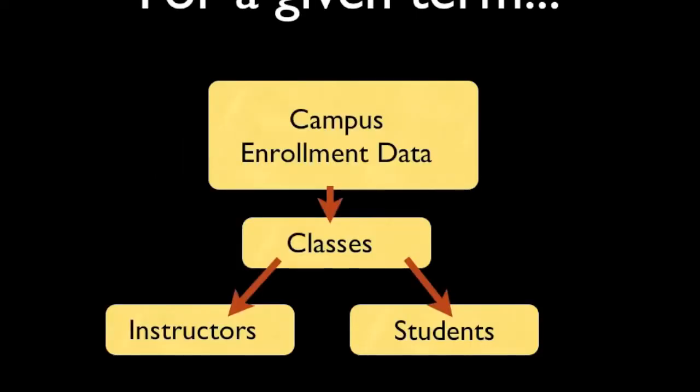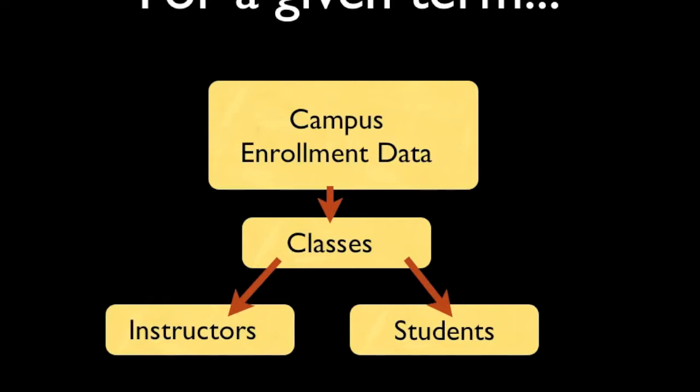We're able to simplify this online procedure for a given term by simply tapping into the campus enrollment database. How does this help us? Well, for a given term, getting into the campus database tells us what classes are being offered. Once we know what classes are being offered, we can also tell what instructors are teaching those classes. And of course, once we have the classes and the instructors, we also have the students that are taking those classes. So we have an immediate link up between all the students in a class, the instructor teaching the class, and the class themselves.